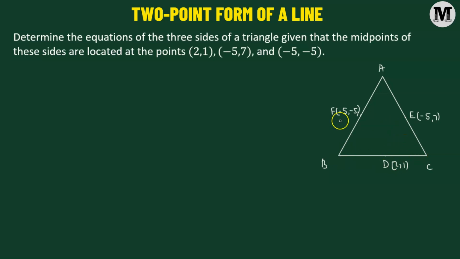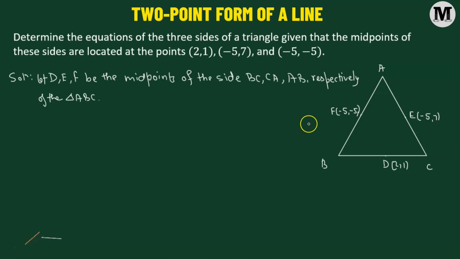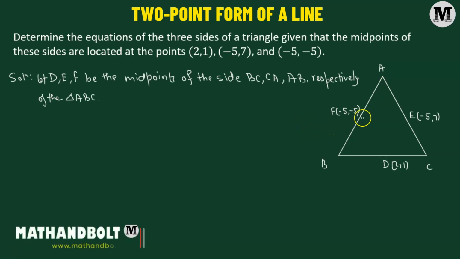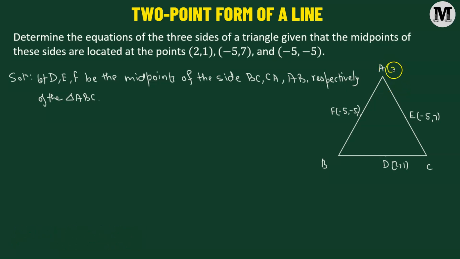Now D, E, F are the midpoints of the sides BC, CA and AB respectively, and the coordinates are given to us. Now, in order to find the equations of the sides of the triangle, we'll need the coordinates of A, B and C. So let's assume that the coordinates of A are (x1, y1), of B are (x2, y2), and of C are (x3, y3).